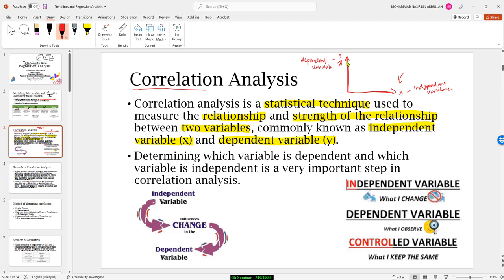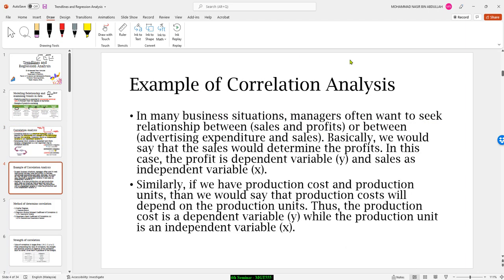And then again, correlation is where we want to know the relationship. Right? We want to know the relationship and the strength of the relationship. So there are two methods. Right? I will mention the methods later. Example first, before correlation analysis. In many research and business situations, managers often want to seek the relationship between sales and profit. They want to know whether sales and profit are positively correlated or negatively correlated.